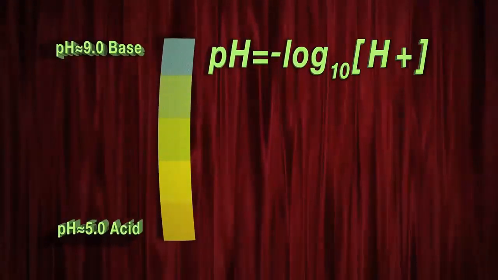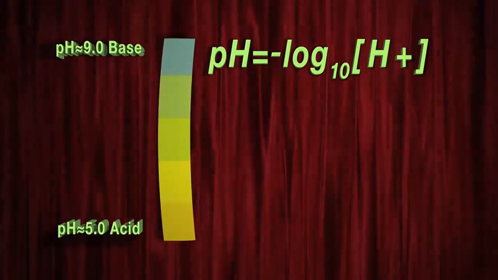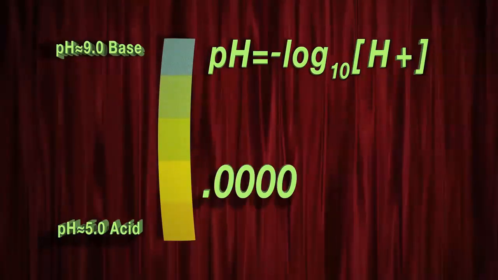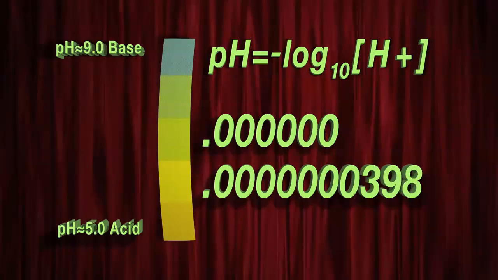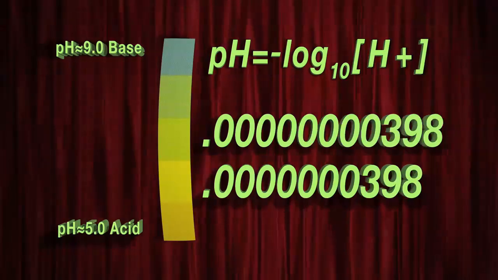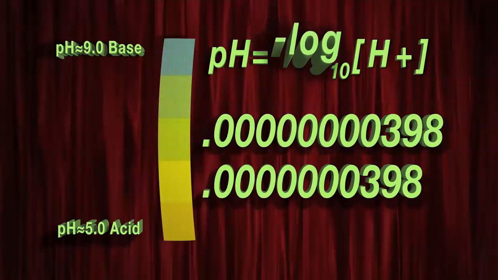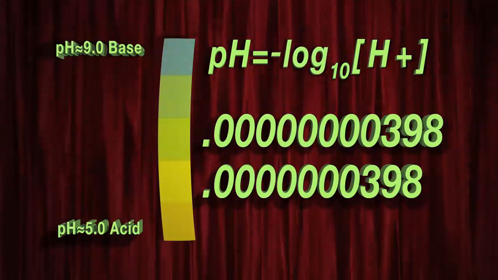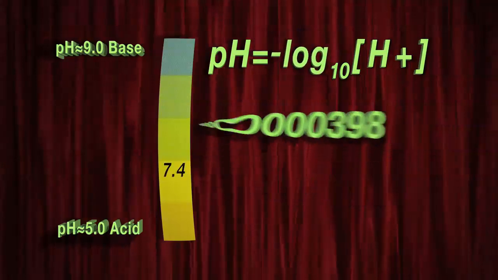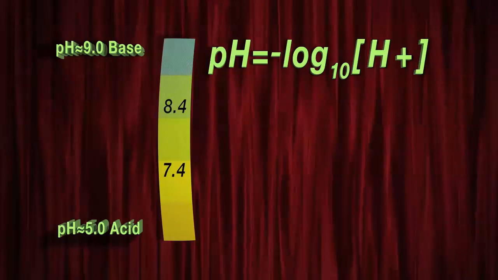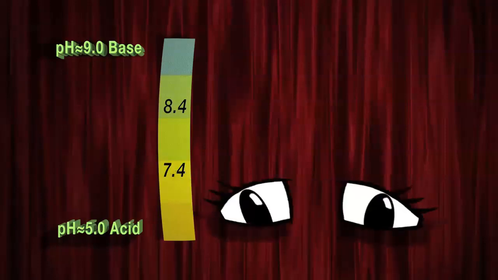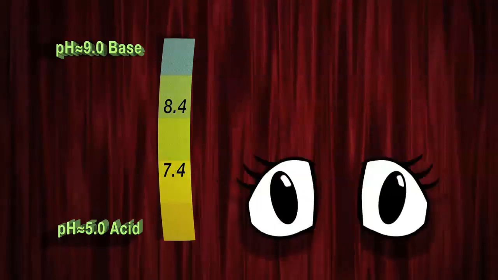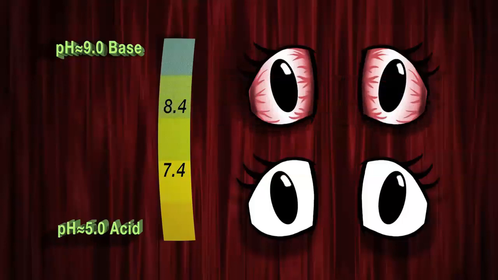We can find the pH of water samples with hydrogen ion concentration of 0.00000000398 and 0.00000000398 quickly on a calculator. Punch negative log of each of those numbers, and you'll see the pHs are 7.4 and 8.4. Since the tears in our eyes have a pH of about 7.4, the first concentration will feel nice on your eyes, but the pH of 8.4 will make you feel itchy and red.